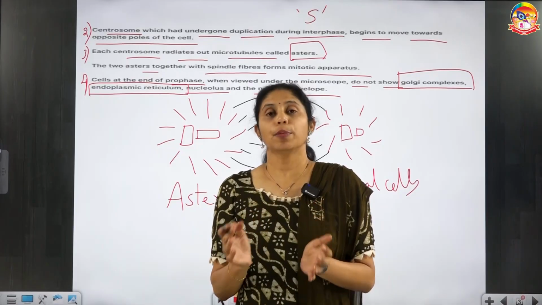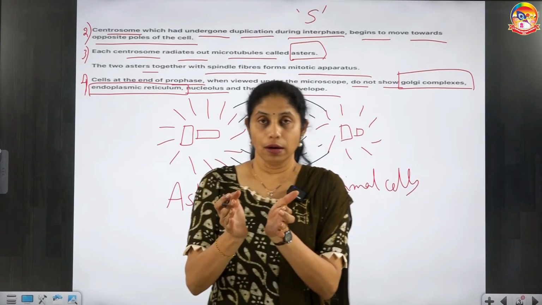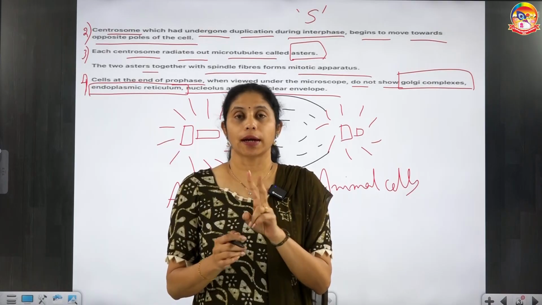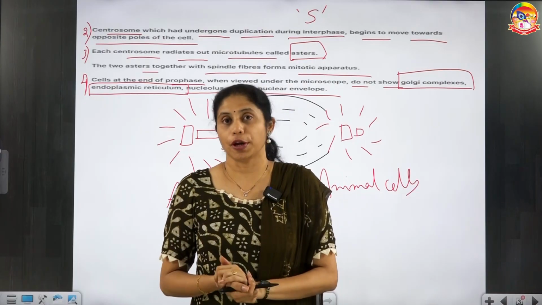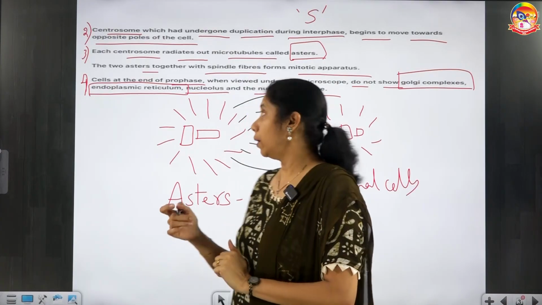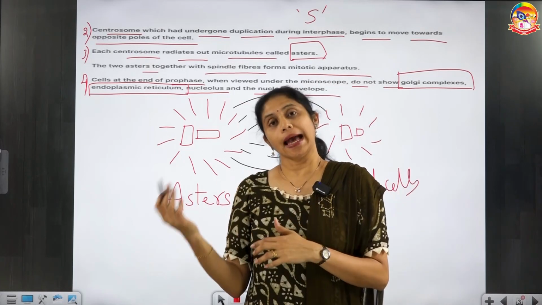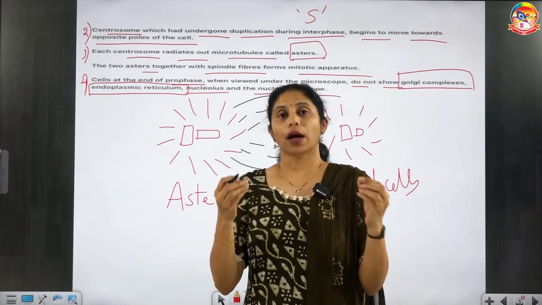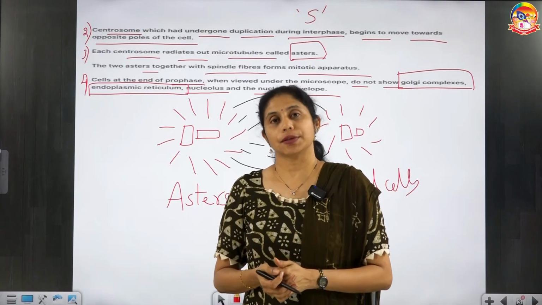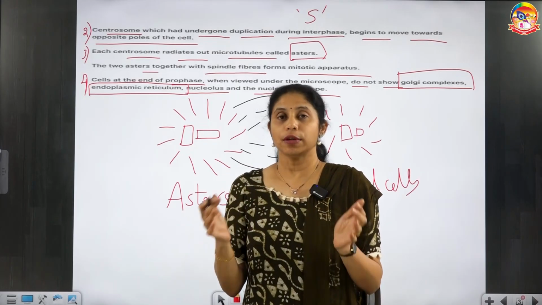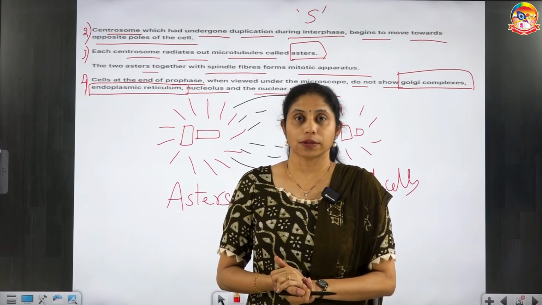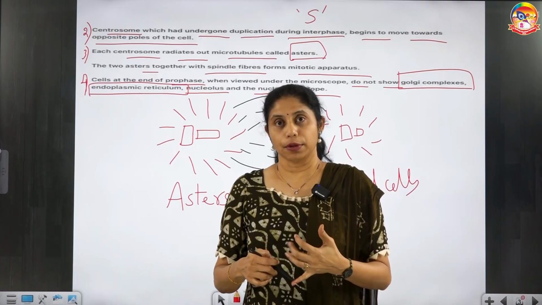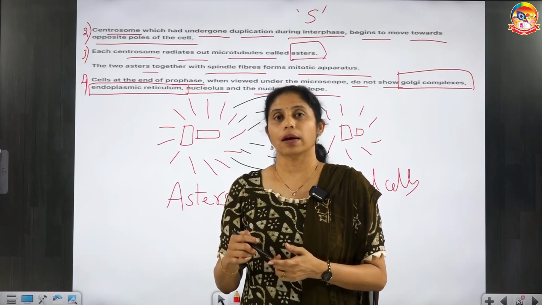So the first thing in the prophase is condensation of chromatin material into compact chromosomes, where each chromosome will be having two sister chromatids that are joined in the center by the centromere. Then centrosome present in the animal cells will start migrating towards the opposite poles. Then each centrosome will be giving out, radiating out microtubules to form the asters. Two asters plus spindle fibers in between them will form the mitotic apparatus. By the time mitotic apparatus is formed, then in the cell, nuclear envelope, nucleolus, Golgi and ER disappear.